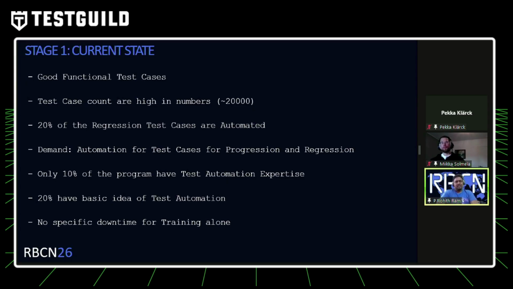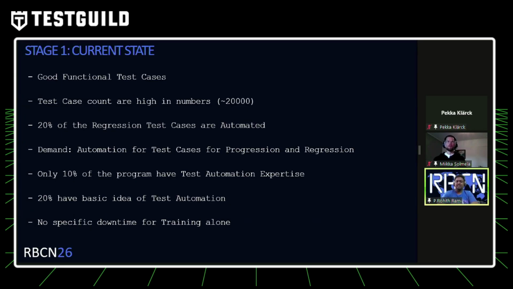So, yeah, the current state is that the program had 100-plus team members, and it had 9 to 10 different teams, each following the scaled agile methodology. The teams consisted of 10 to 15 people, including developers and other stakeholders.